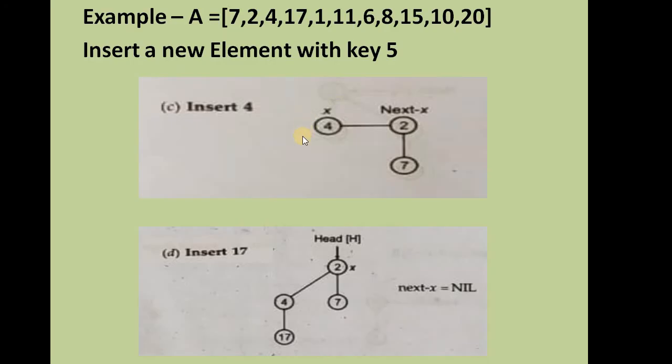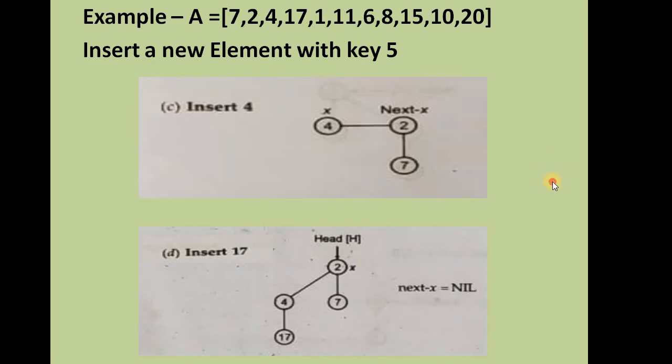Again, property violation, because this is degree 1 and this will be degree 1. Then we again need to restore the property by linking these two trees. We'll compare the key value of this tree's root node and the key value of this tree's root node. This is 4, this is 2. Obviously the smaller will become the root and the other will be the left child of this 2. So now, after insertion of 17, we have this as a binomial heap with no property violation.